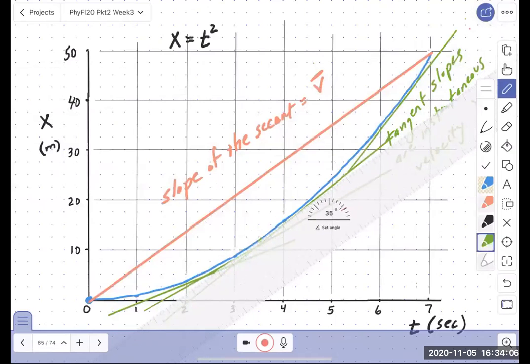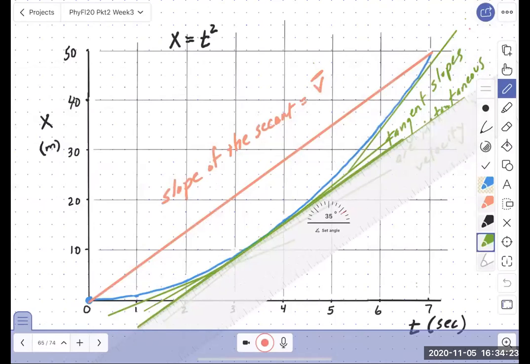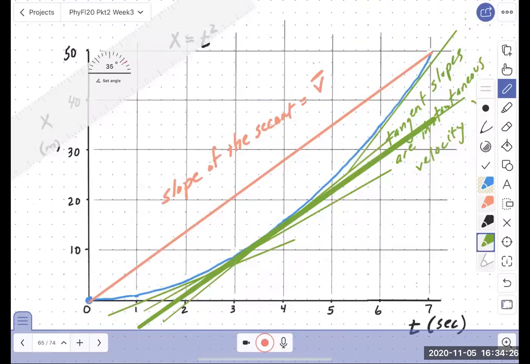So at 3.5, if you line up your railroad tracks right there, and then draw. Let me thicken this up. There's the green tangent. At that point, that mid-time, at 3.5 seconds, tangent slope equals secant slope.